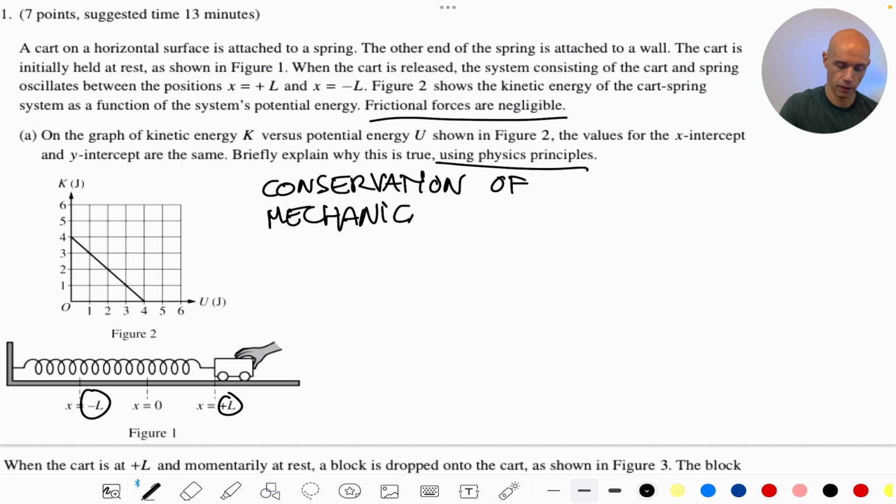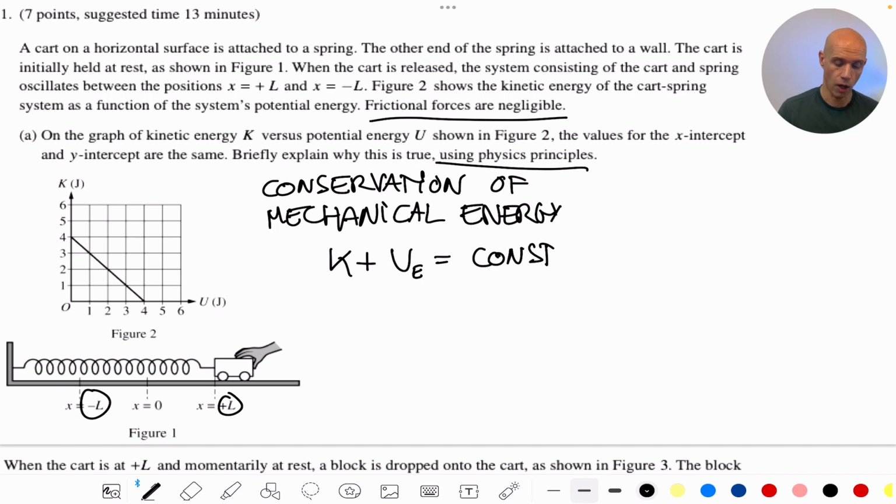In practice, this means that we can sum up the kinetic and the potential energy. There is no gravitational potential energy here that matters because it doesn't change, it's horizontal. So you have kinetic plus potential, elastic, right? The elastic potential is equal to a constant. Okay, so how much is this constant?